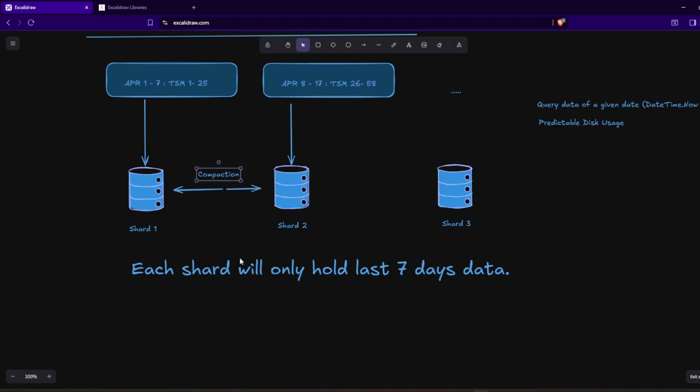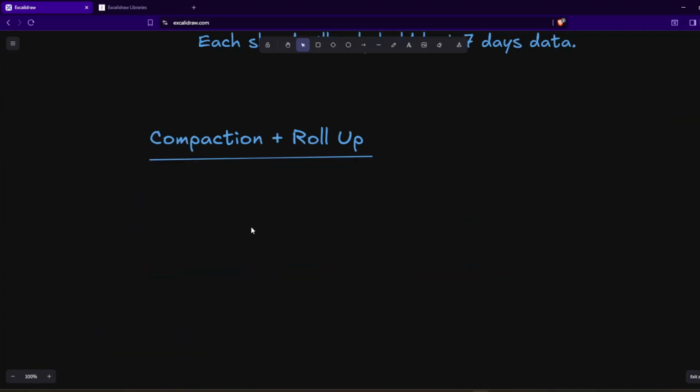Now let's talk about this part. Let's talk about compaction. Sorry, yeah. So now let's talk about compaction and how it helps these kinds of systems. This compaction is also called rollup. To understand this, let's do a simple math.